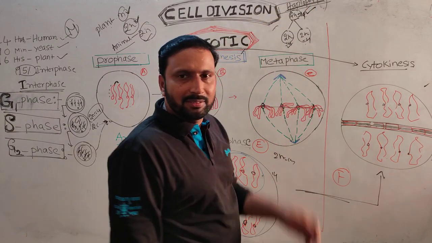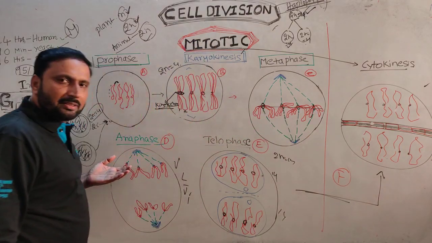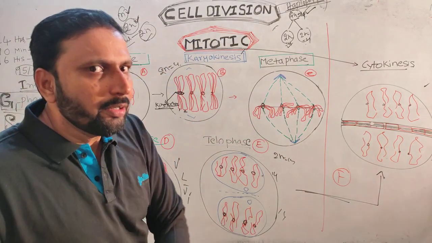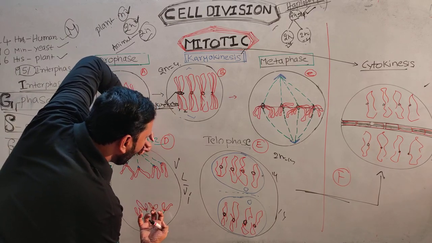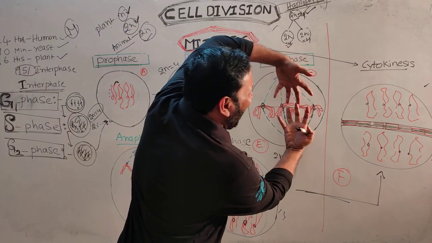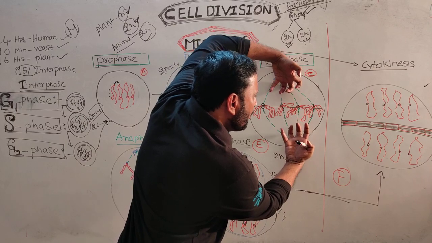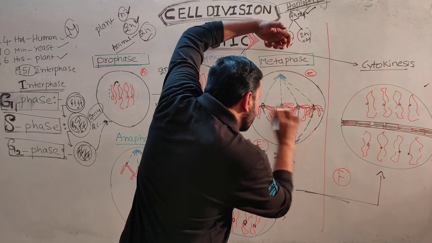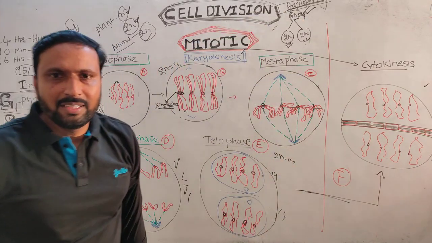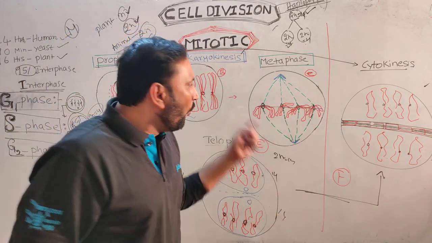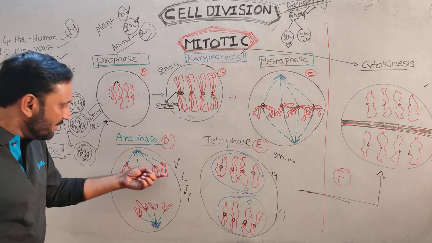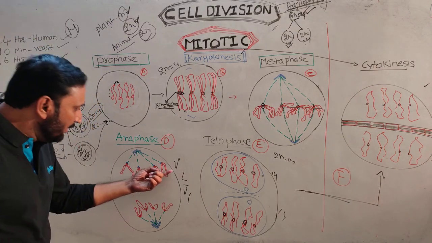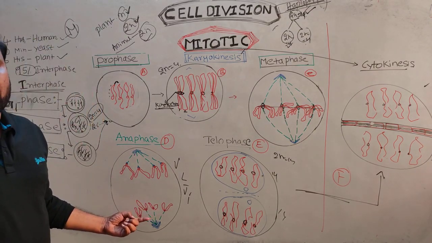This is the metaphase. Then when you go to anaphase, the important thing is that these spindle fibers are exerting pressure on the centromere. Due to the pressure, the centromere is divided. When the centromere divides, daughter chromosomes are forming. These are the future chromosomes. These are the daughter chromosomes that are formed.